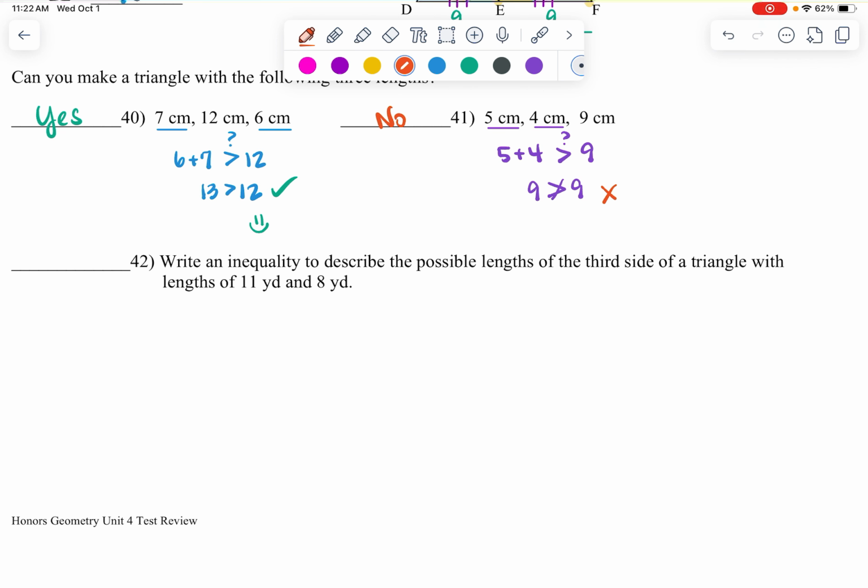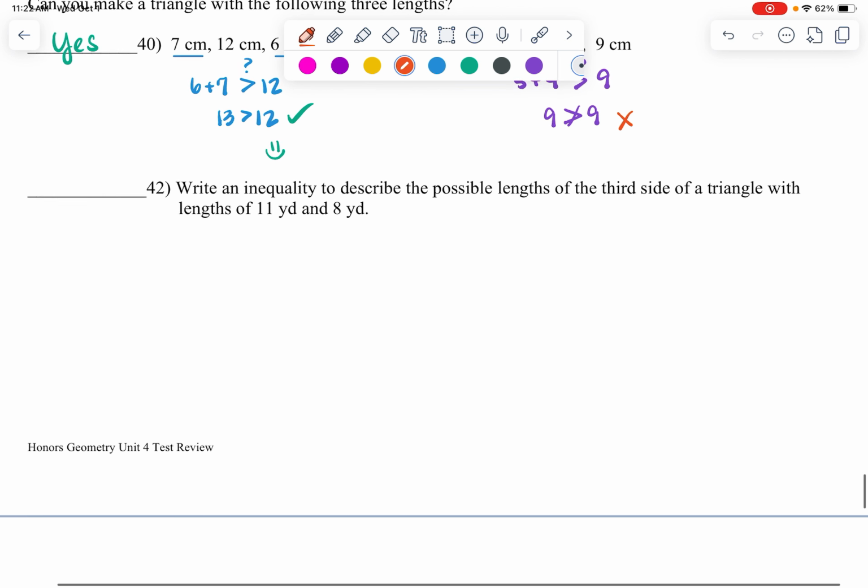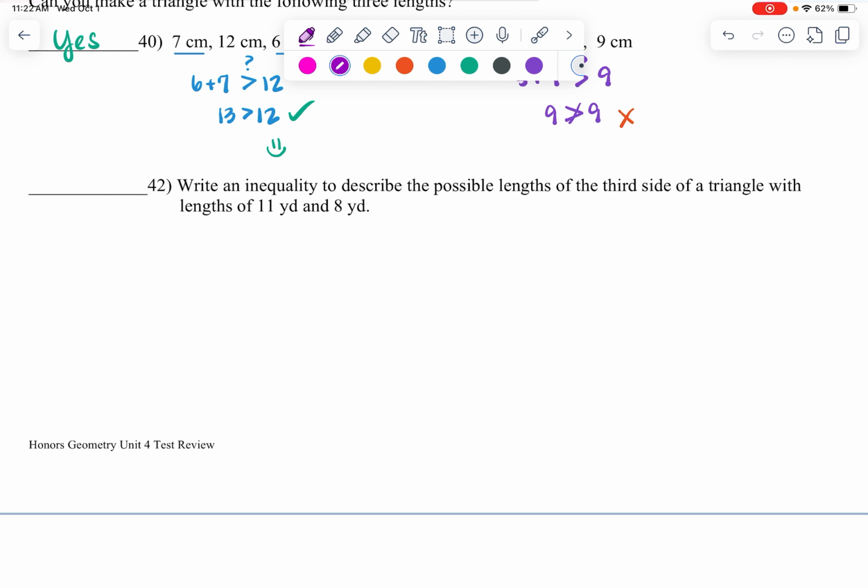Number 42: write an inequality that describes the possible lengths of the third side of the triangle. We didn't really talk about this in class, but I'm going to do something really crazy, and you don't have to do this on your paper. I'm going to make this problem uber long, and you don't have to do it this way. It's a shortcut, but I just want to explain why this works. 1, 2, 3, 4, 5. I'm just going to write a whole bunch of numbers down. Just bear with me here.